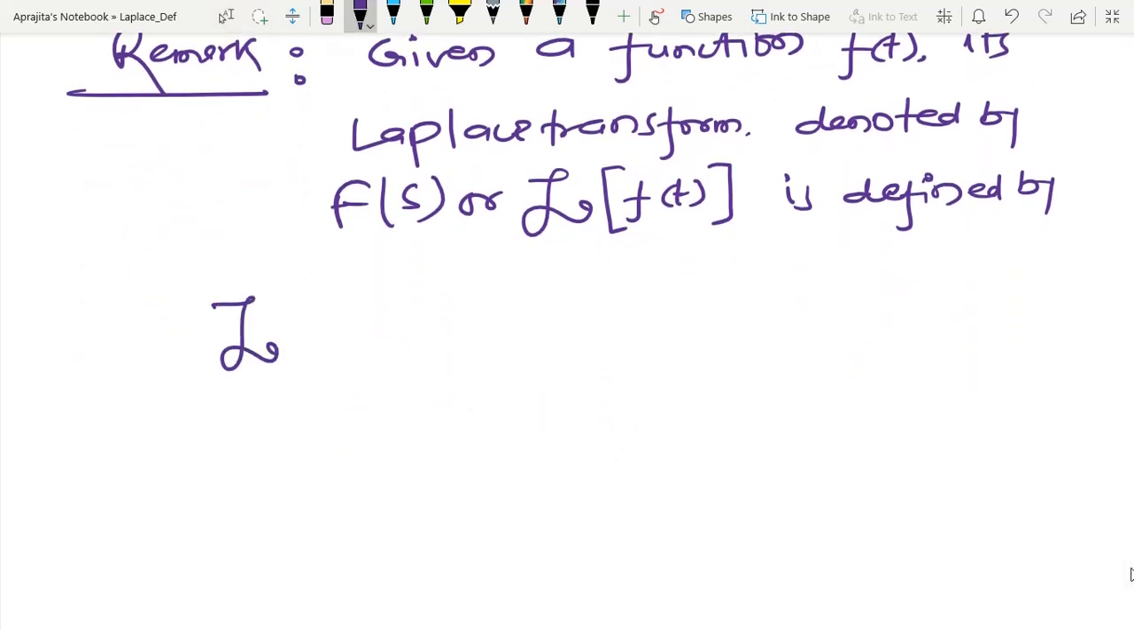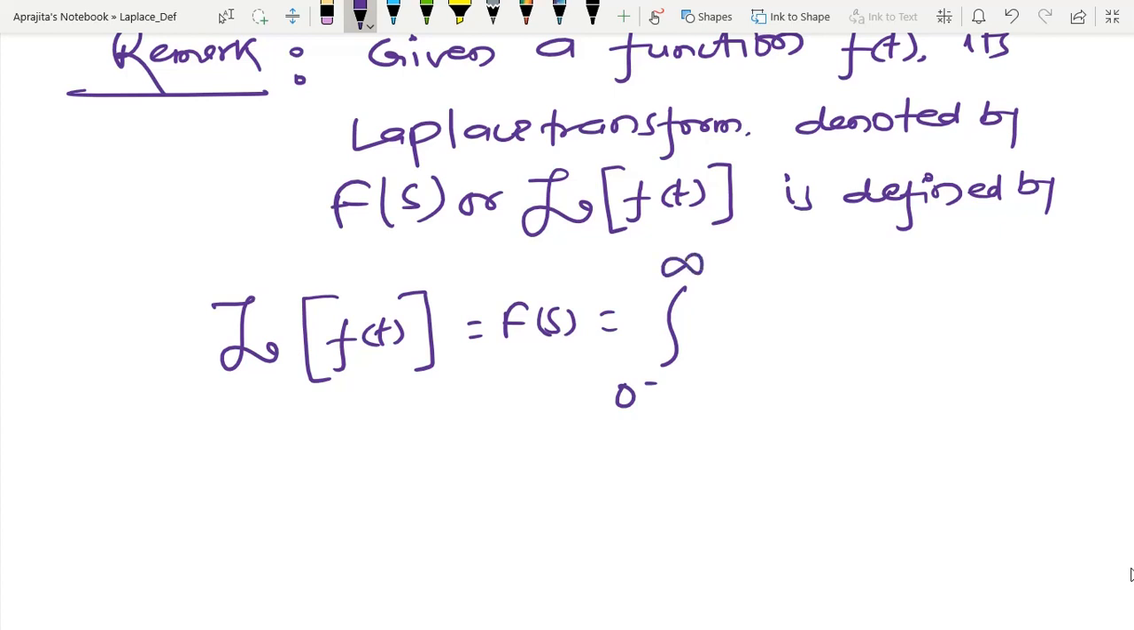So our definition now will look like this for the circuit application. I am going to write the lower limit. Here you can see that I am modifying the lower limit, and I am writing the lower limit as 0 minus, and I will tell you the motivation of using 0 minus.